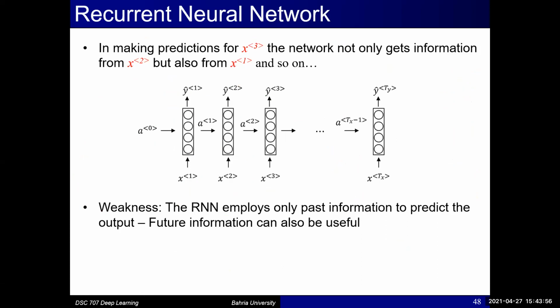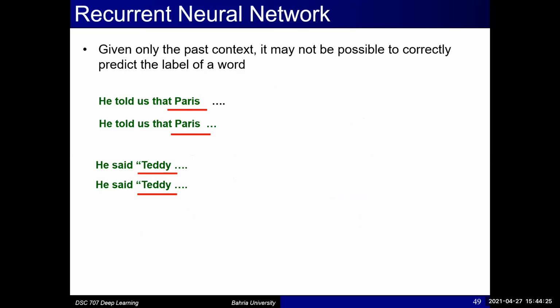So far we have seen that in an RNN, when you are making predictions, you are looking at the current information and exploiting the past information to predict the output. But in some cases, past information may not be sufficient, and future information can also be helpful. What do I mean by future information? I will tell you in the next slide. Now let's see this first pair of text.